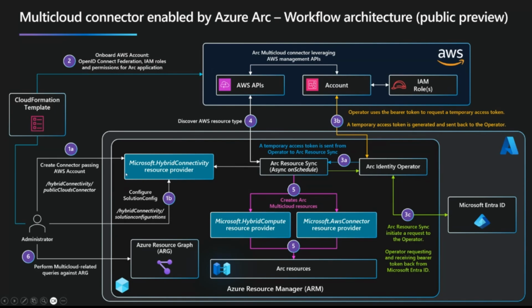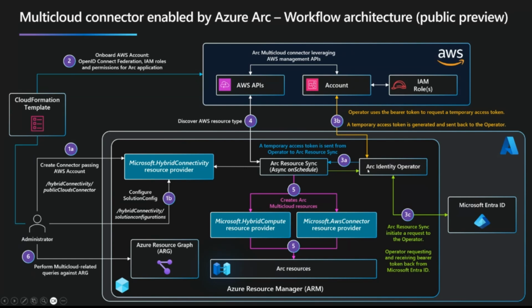After both of these things are done, that's when the internal operation on our service comes into play and says, hey, it's time for the periodic sync to run. Under the Arc identity operator, we call out to Microsoft Entra to get a bearer token that we can then use to authenticate back to AWS. AWS will verify that this token is correct, and send a temporary access token back down.